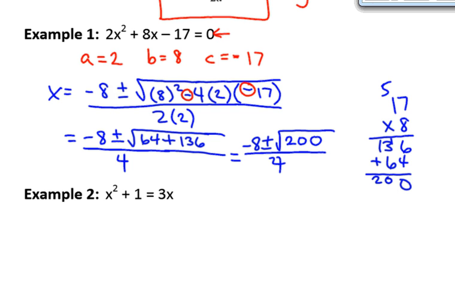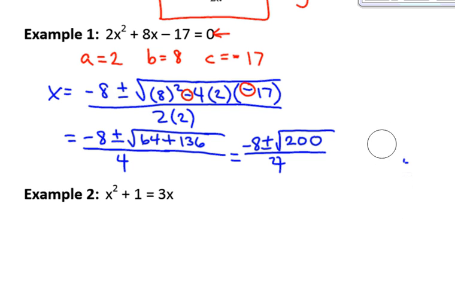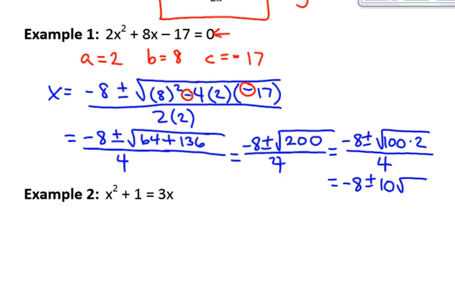Like I said in the last unit, we would stop there. However, 200 we now know how to simplify. It's not a perfect square, but we need to look for the perfect square that's inside 200. Hopefully this one's pretty obvious. It's 100 times 2. The square root of 100 is 10, so the 10 comes out of the radical. The 2 stays inside the radical. That's what my answer looks like.